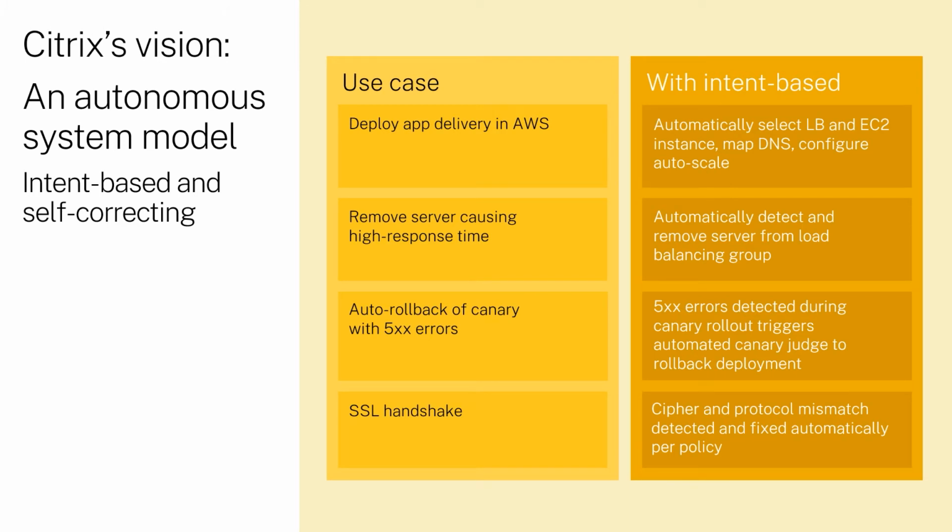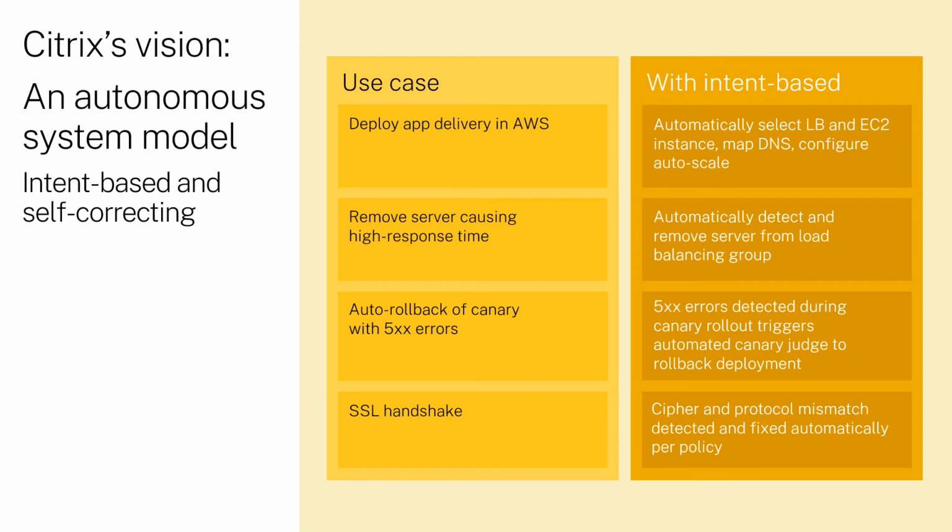Just like Citrix Cloud Services, Citrix ADM service was purpose-built to deliver valuable application delivery insights using AI-driven analytics. The result is an autonomous system model that's intent-based and self-correcting. Let me walk you through some examples. First, Citrix ADM service detects anomalies that aren't otherwise apparent to most admins. For example, Citrix ADM service can tell when an individual server response time might require attention, or perhaps an individual user's access patterns have changed and may represent unauthorized access.